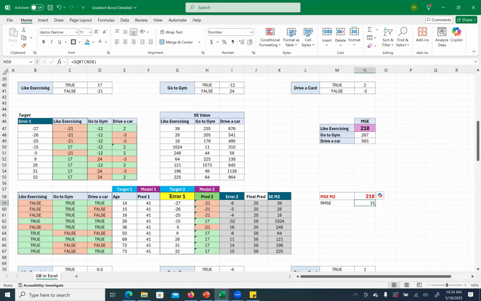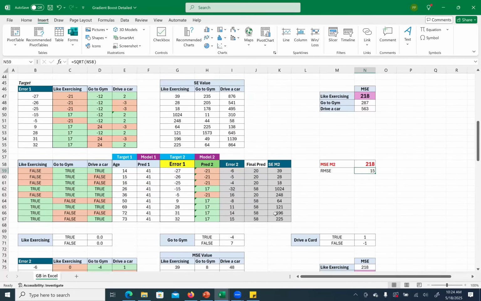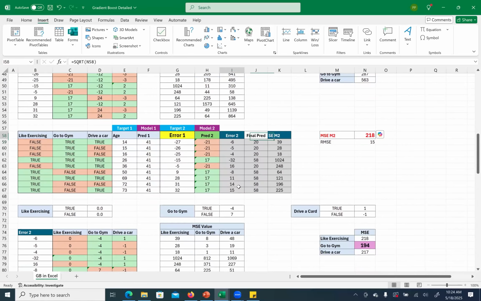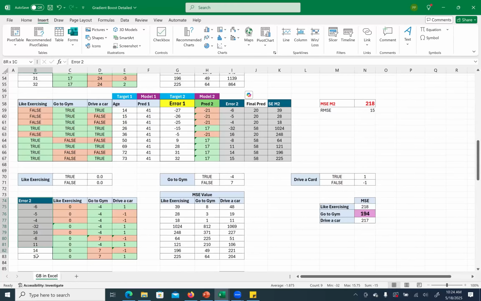Okay, so have I improved the model or not? Yes, I have improved the model, right? By doing 2 iterations, I was able to improve the model. Now error 2 will become my target variable. Okay, error 2 will become my target variable. That will be my third iteration. See, this is what my target is now.